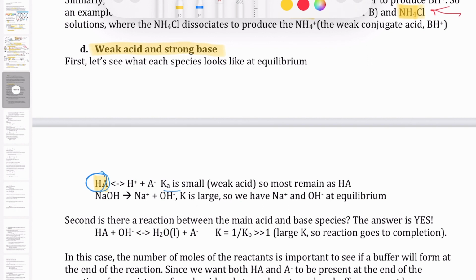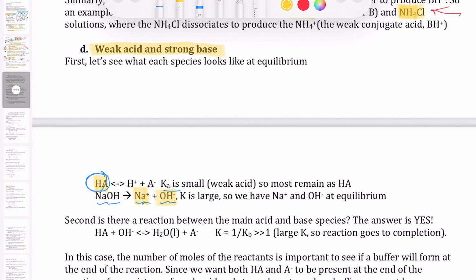The strong base, on the other hand, for example, NaOH, will dissociate completely. That is by definition what strong bases do. So we have Na plus and OH minus as our major species. This is what we have in solution at equilibrium for this mixture. We're going to have HA, we're going to have Na plus, we're going to have OH minus.